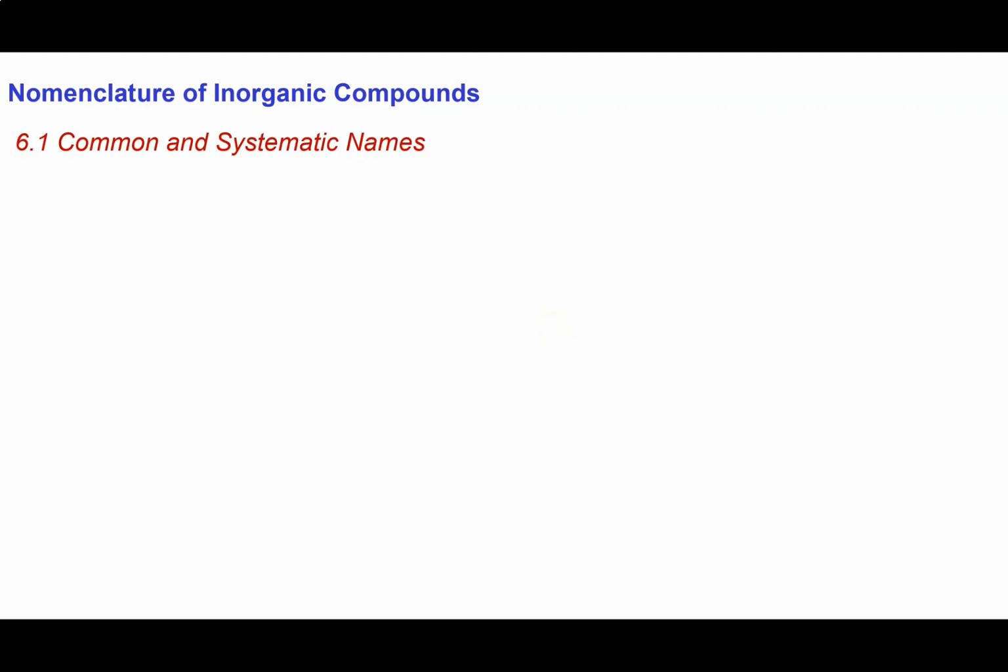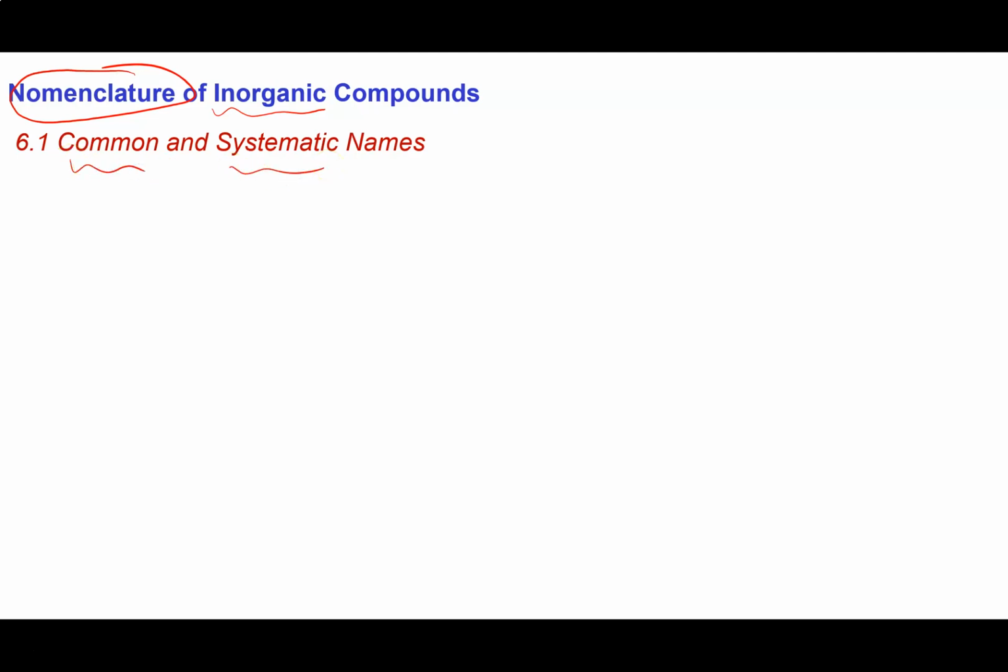So, Chapter 6 is concerned with what we call the nomenclature of inorganic compounds. And this term nomenclature, you might not have heard it before, but it really just means a naming system. So this chapter is about the naming system for a class of compounds that are referred to as inorganic compounds. So to begin with, we're going to define the difference between what we call common and systematic names.